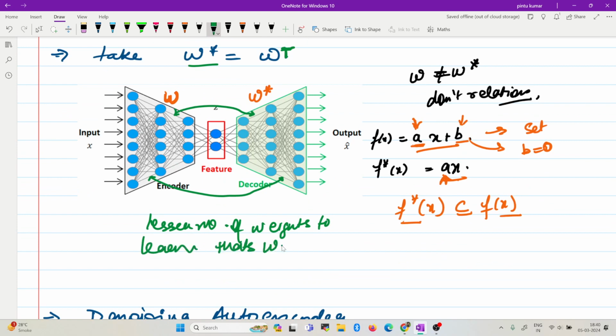So this is also a sort of regularization. This I think is known as tying up the weights, right?